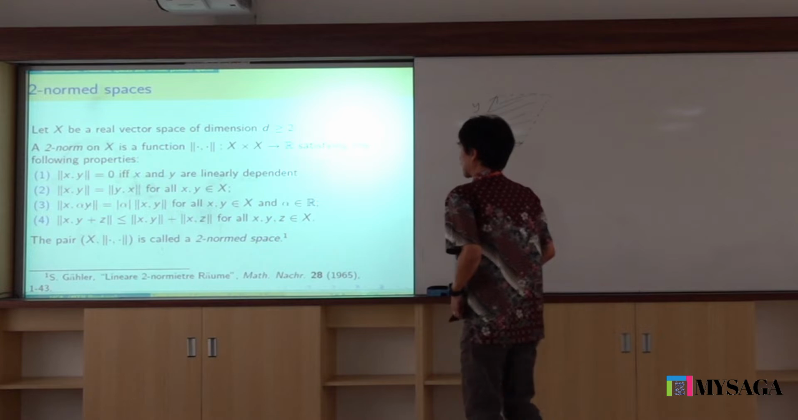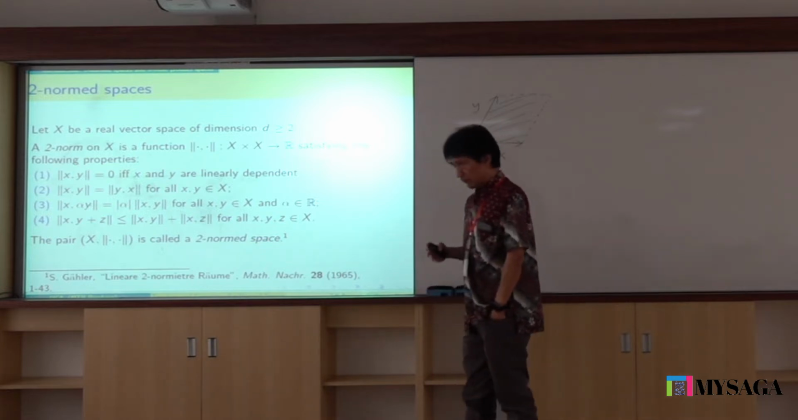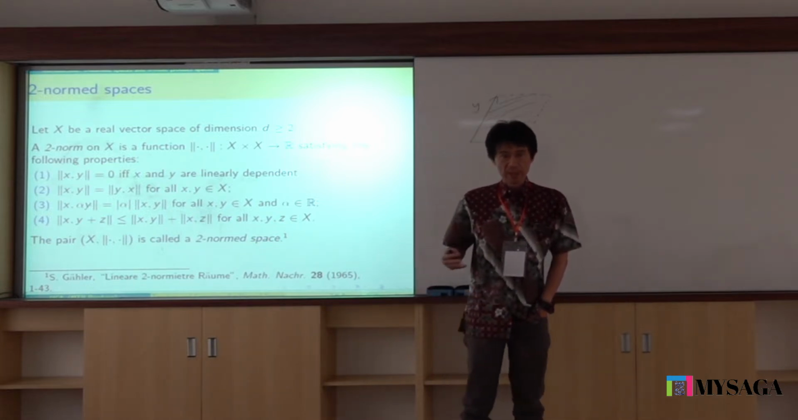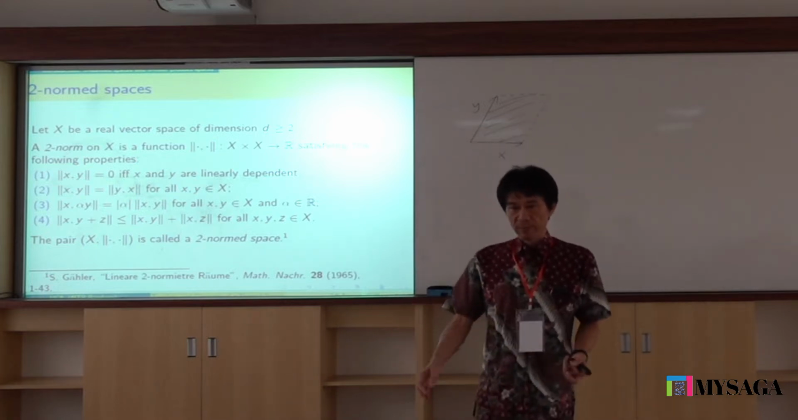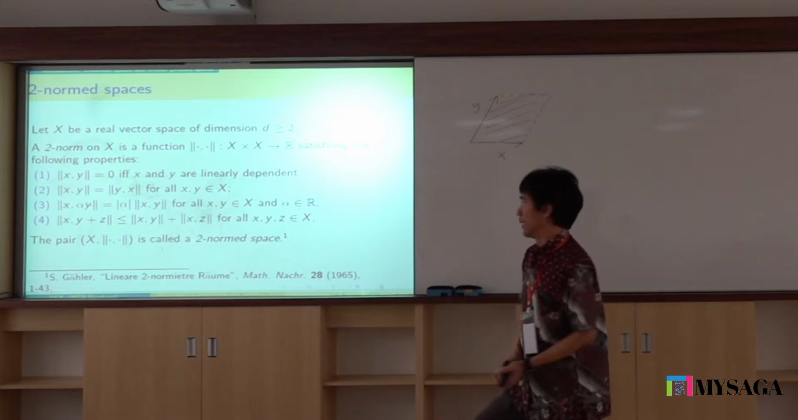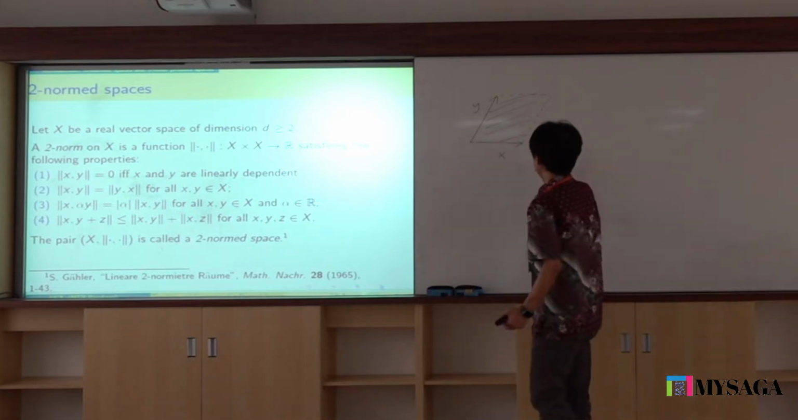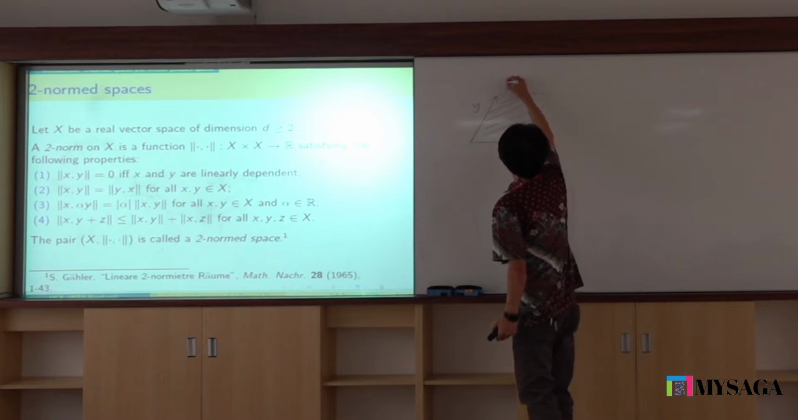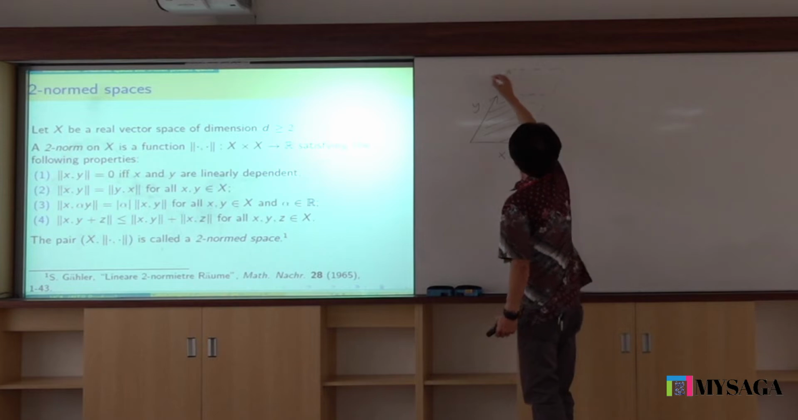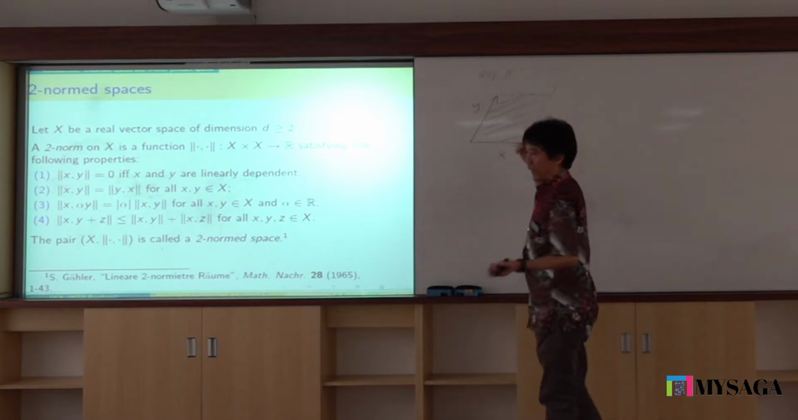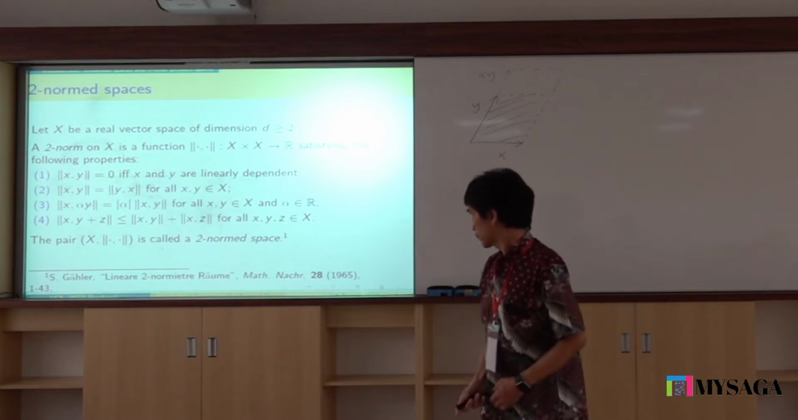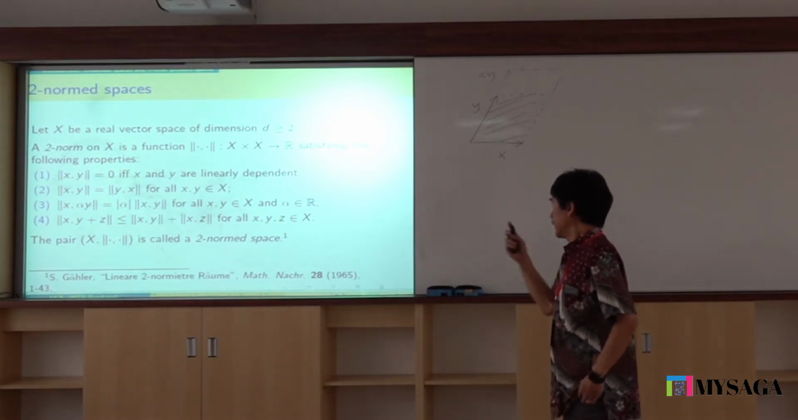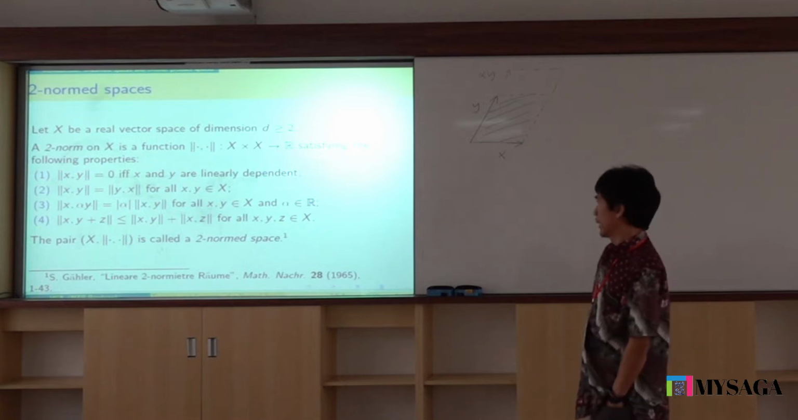And the third one says that if you multiply one vector by a scalar alpha, then the area will be multiplied by the modulus of alpha. For example, here if you multiply by 1.5 size, then the area will be alpha times the original area. And the last one is the triangle inequality.